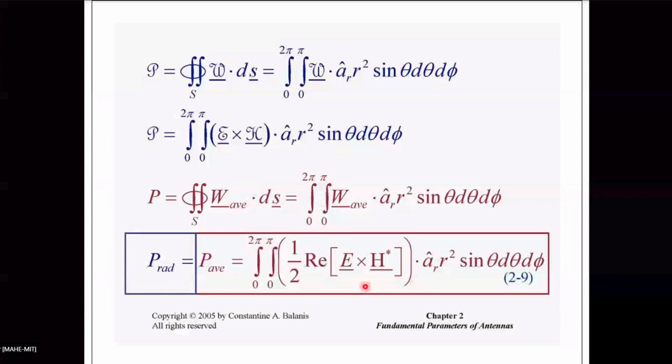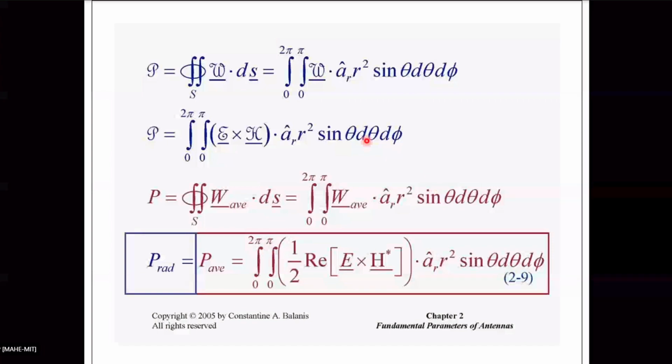So this is what I explained. You can see the elemental area is R square sin theta d theta d phi. So, the dot product. Can you see this? Can you understand this equation 2.9? Hello?